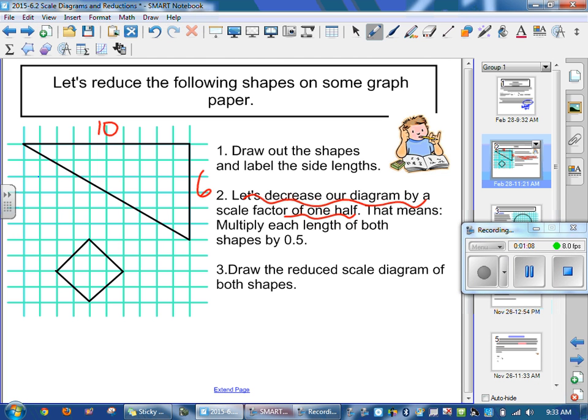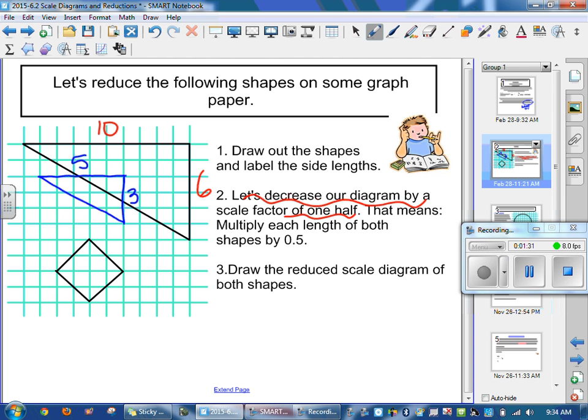So again, we can overlap them. 1, 2, 3, 4, 5. There's my 5. And if I half 6, what do I get? 3. Good. 1, 2, 3. And then you go join the point to make a diagonal. Make a diagonal line, join the two lines, and make a triangle. And label your new point. So that's going to be a 3 now.